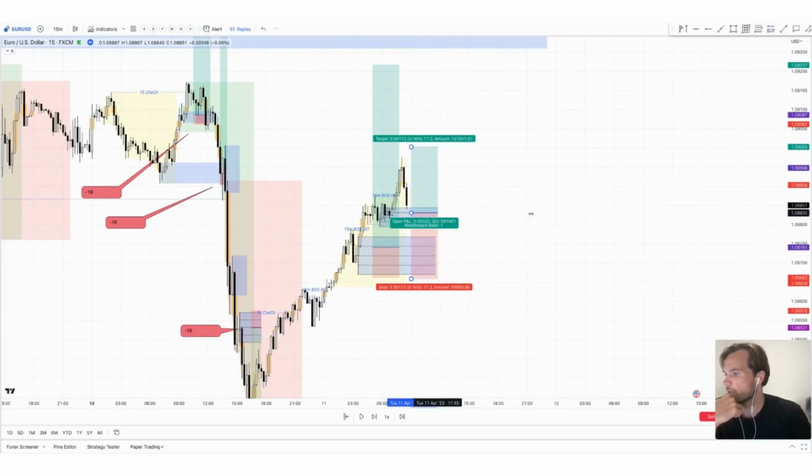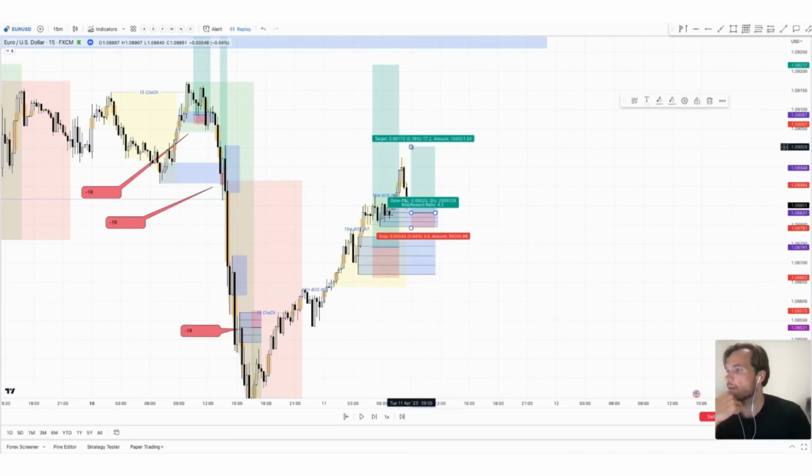Should have marked this up earlier, but I like to include this last one because it was the last one that swept liquidity. So potentially that's where we would see it reject from. And then same target.